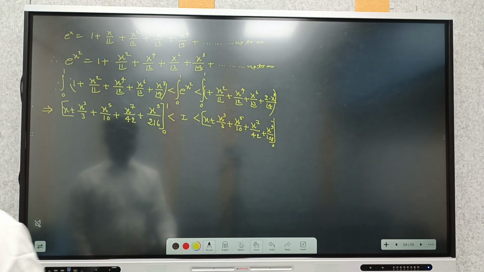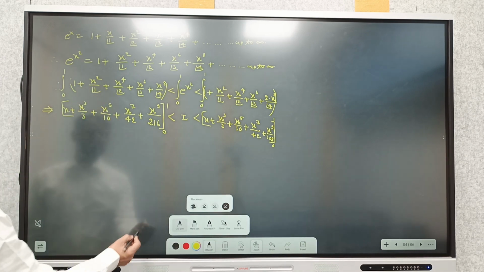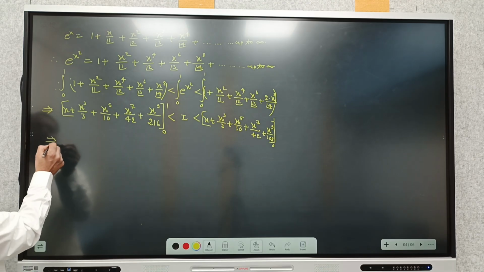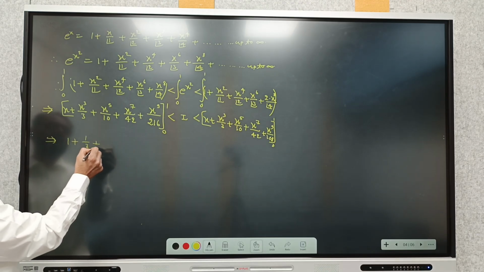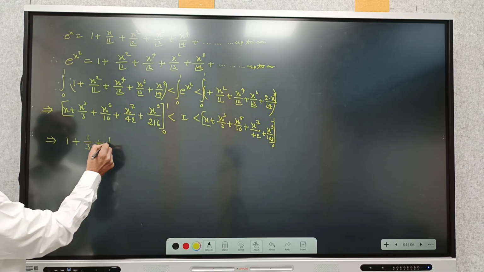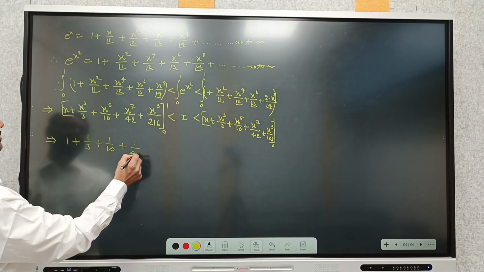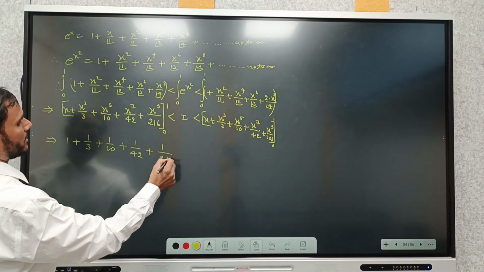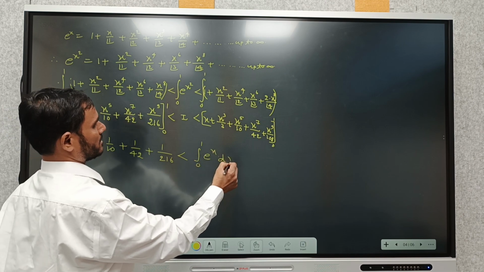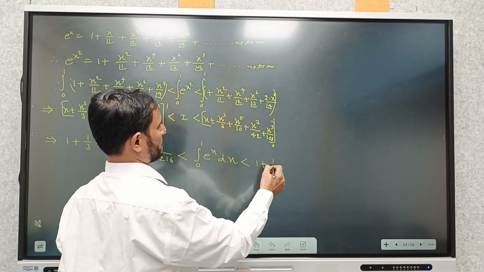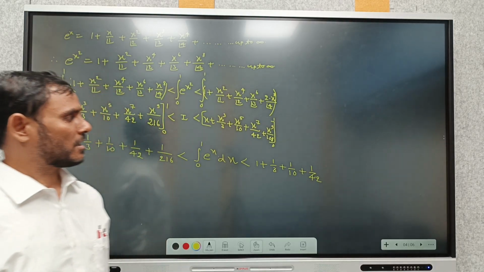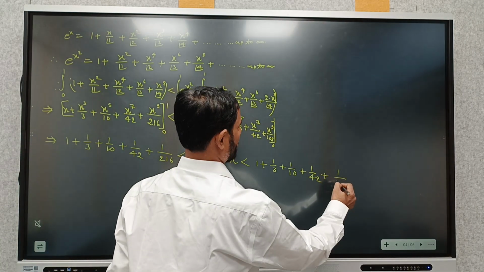After putting the limits and subtracting, we have 1 plus 1/3 plus 1/10 plus 1/42 plus 1/216, and our integration is 0 to 1 of e to the power x squared dx, and here also 1 plus 1/3 plus 1/10 plus 1/42 plus 1/108.